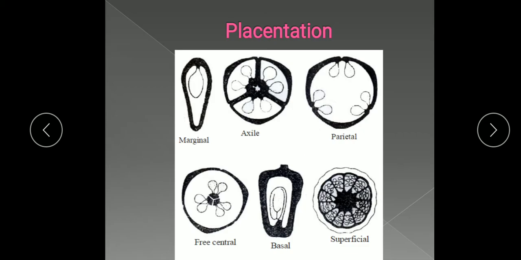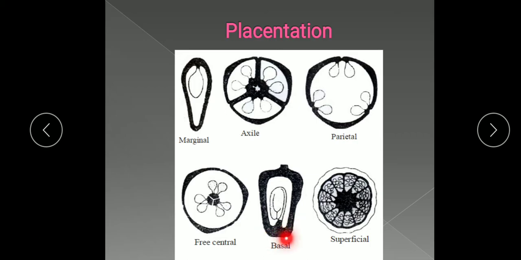Now we'll see the next type of placentation, that is free central. In this type, gynoecium is multicarpellary, syncarpous. Again the ovary is unilocular, but the ovules appear to arise from the center column. Here in the center they are arising, means from the central column. This type of placentation is found in dianthus, primula.